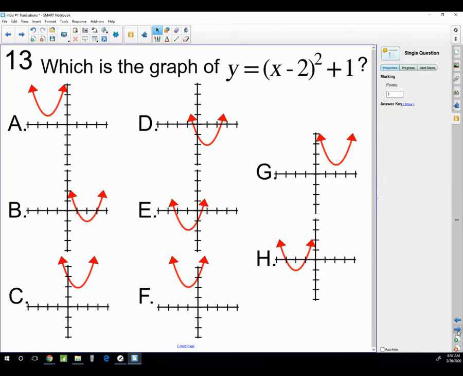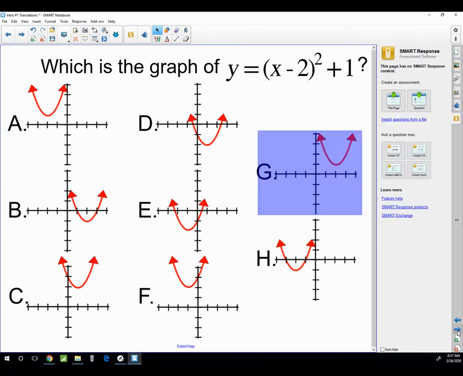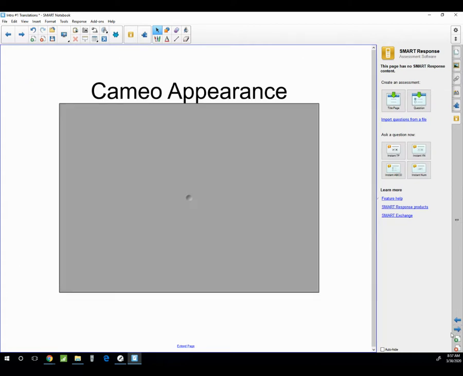All right, number 13, parabola. You should be able to do that based upon your experience. The answer is G, right 2, up 1. Okay, that's pretty much it.